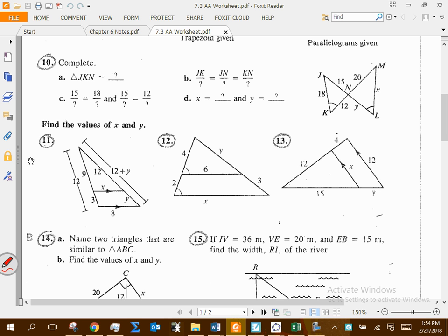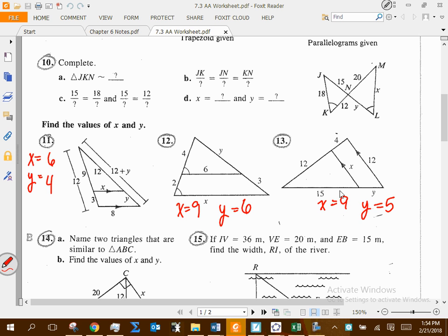What did you guys get for X on number 11? 6. And what's Y? 4. What about 12? What'd you get for X? 9. And Y should be? I don't think I set it up for 6. Okay. 13, what'd you get for X? 9. 9 for X, 4 for Y. Careful. 5 for Y.